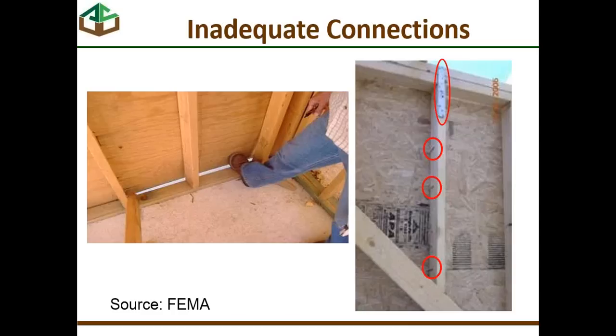And then you can see some connectivity issues in the right-hand picture. Nails that are called shiners, that have come through the sheathing and not attached at all to the studs, and a connector that's only got a few nails in it.